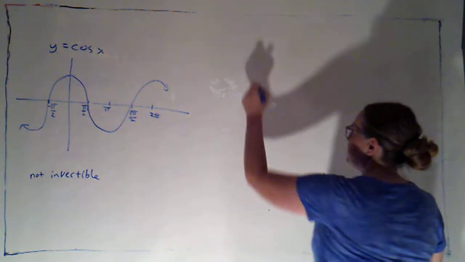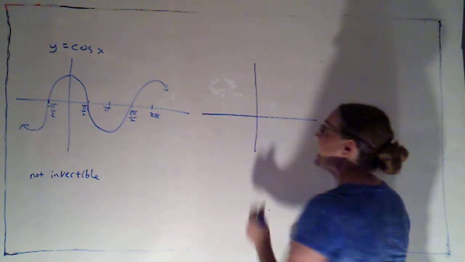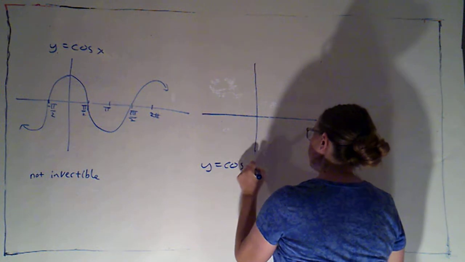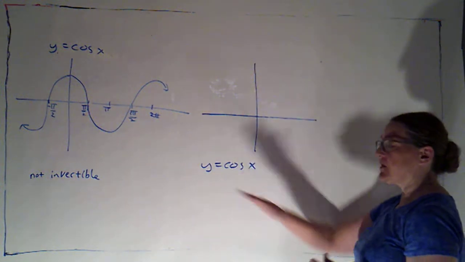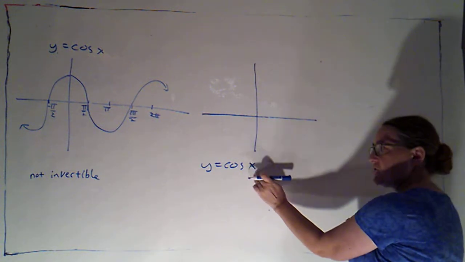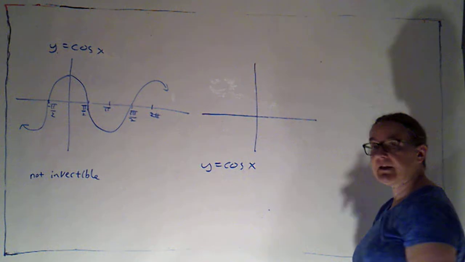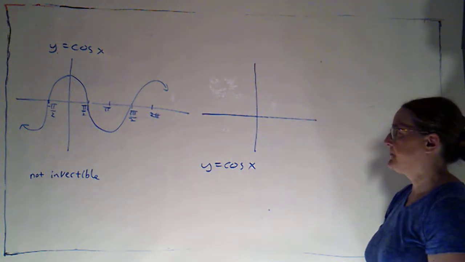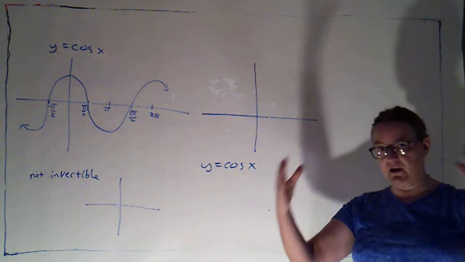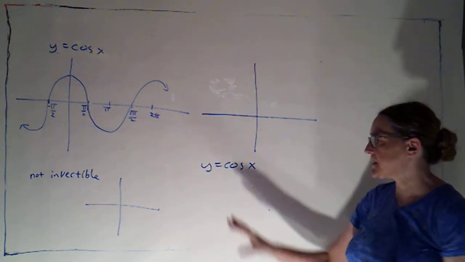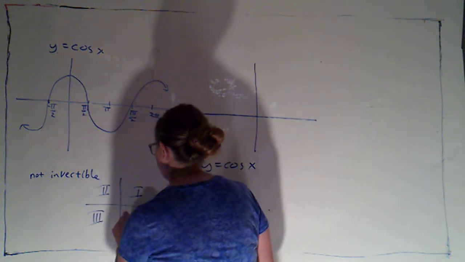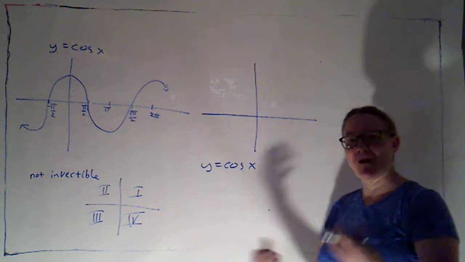So in order to be able to create an inverse function, I need to create a new function which is still going to have the formula y equals cosine of x, but I'm going to put some restrictions on x. I'm going to restrict the domain so that I only hit each y value once. And as I do that, I'm going to be thinking in terms of picking an interval of x values that corresponds to 2 of my quadrants. And there are rules for how I do that.